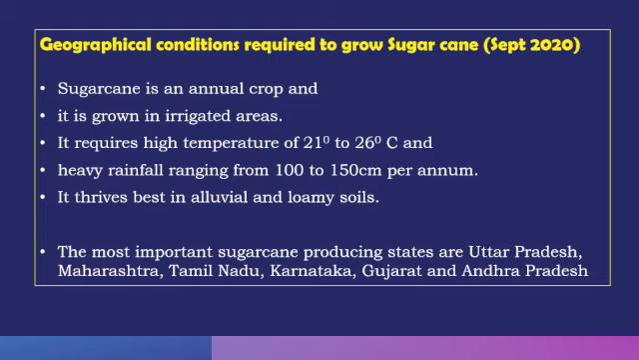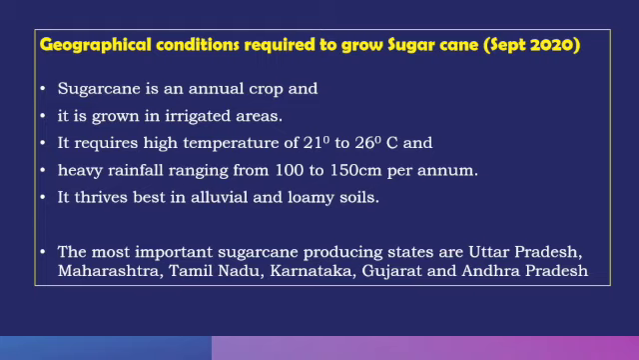Geographical conditions required to grow sugarcane. Students, this is again an important question which has appeared in the September 2020 public examination. What are the geographical conditions needed to grow sugarcane? Sugarcane is an annual crop. It means sugarcane is neither a kharif crop nor a rabi crop, nor even a zaid crop, because sugarcane requires anywhere between 12 to 15 months for harvest. So therefore it is a long duration annual crop.